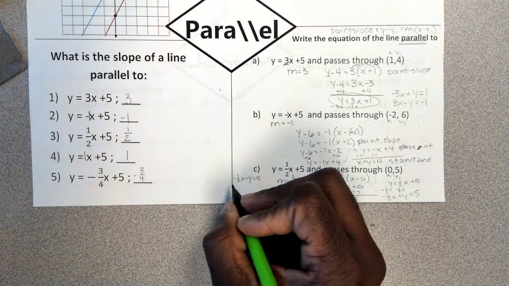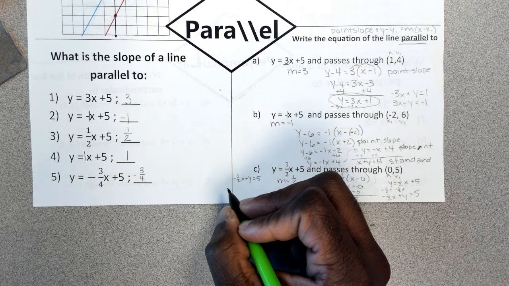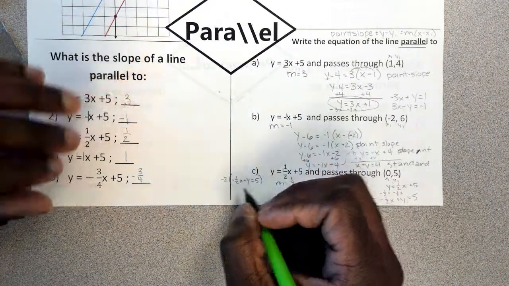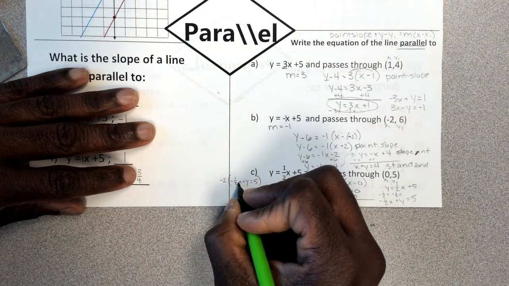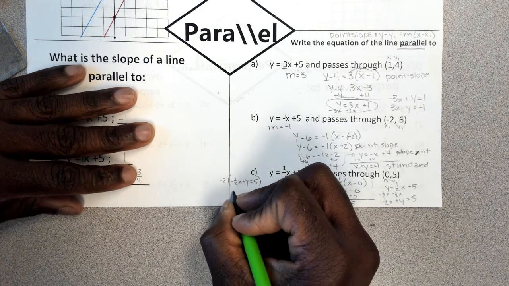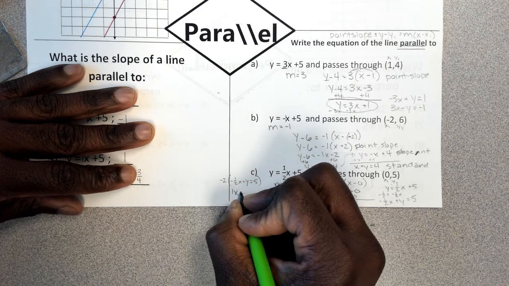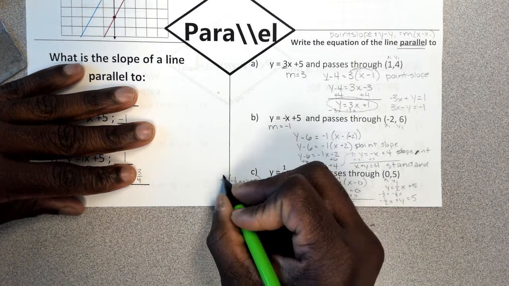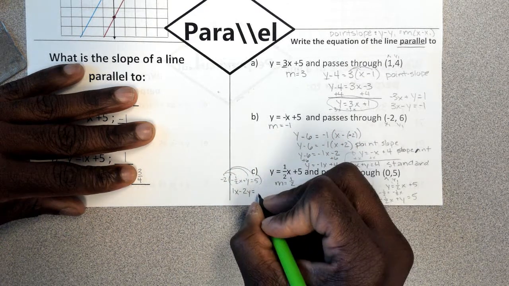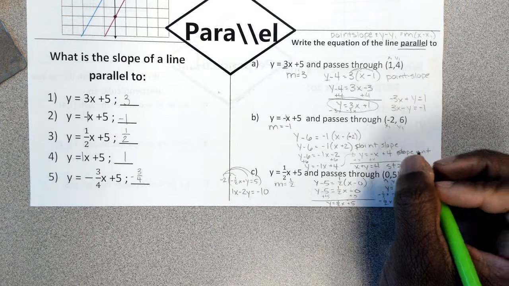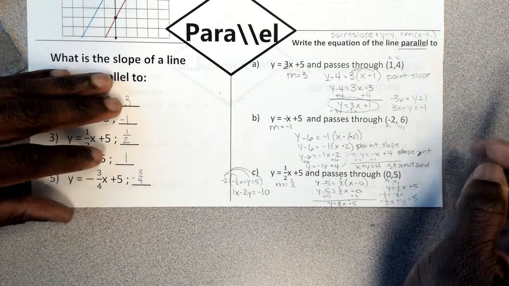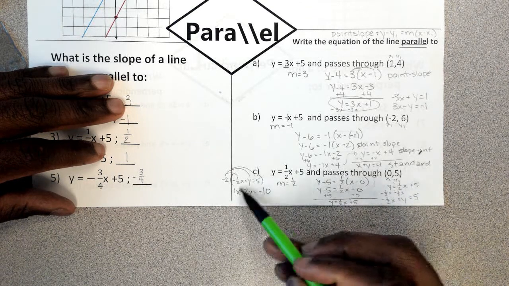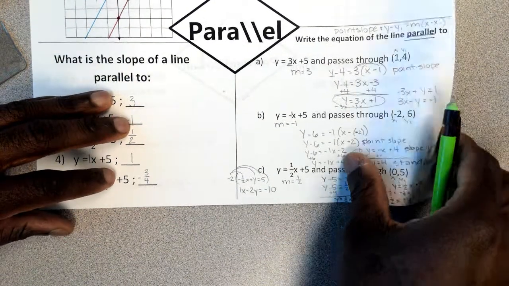So remember, to get rid of a fraction, you multiply by the denominator. So negative 2 times negative 1/2, that's just 1x. Negative 2 times y is negative 2y. Negative 2 times 5, so remember, distribute it to each term. Negative 10. Boom. So that's standard form right there. But as long as you can get this, you're good. But you do need to know how to get it in standard form.